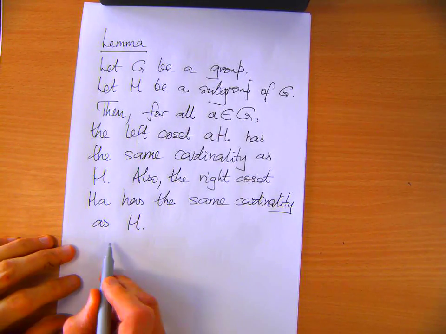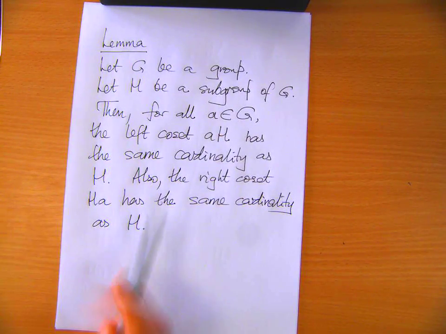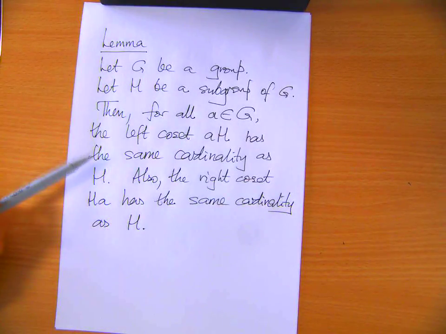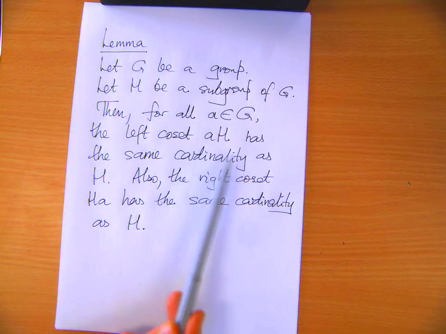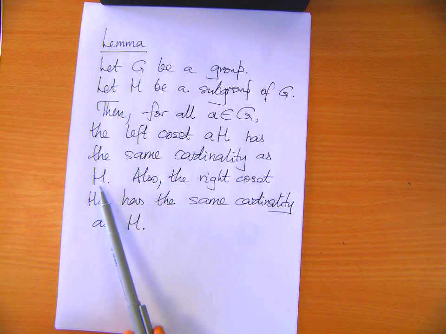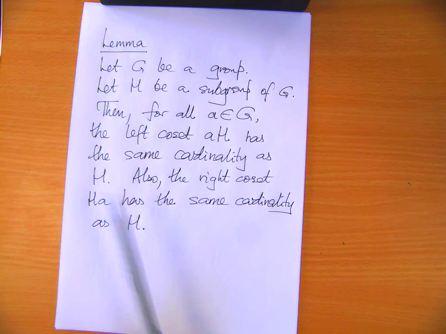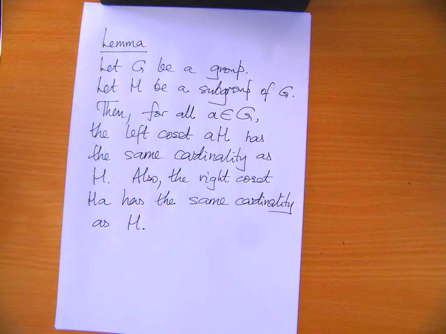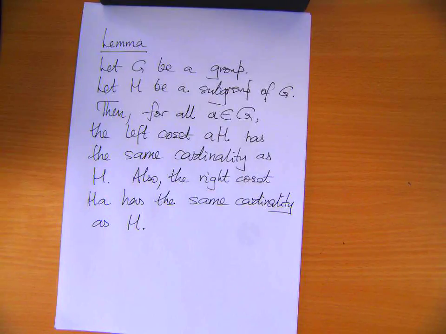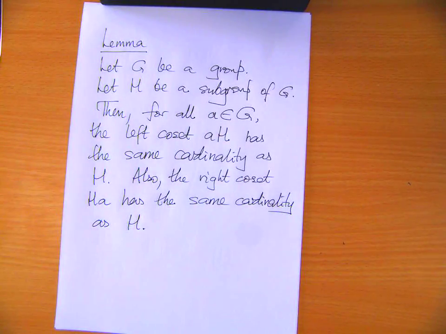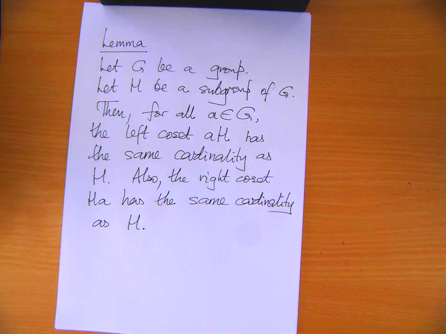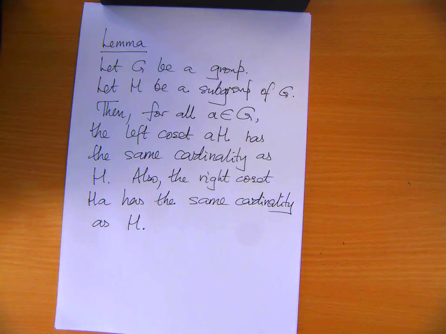So, what's this lemma saying? Let's just look at the left coset bit. It's saying that the left coset AH has the same cardinality as the original subgroup H. So to prove that, we're going to have to show that two sets have the same cardinality. How do we show that two sets have the same cardinality? Or loosely, the same number of elements?